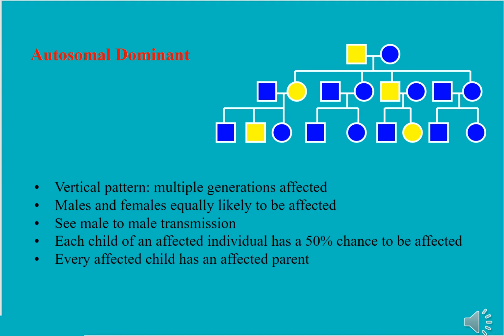And each child of an unaffected individual has a 50% chance to be affected. So in each pregnancy, each child of an affected individual has a 50% chance to be affected and 50% to be normal. Then, every affected child should have an affected parent.